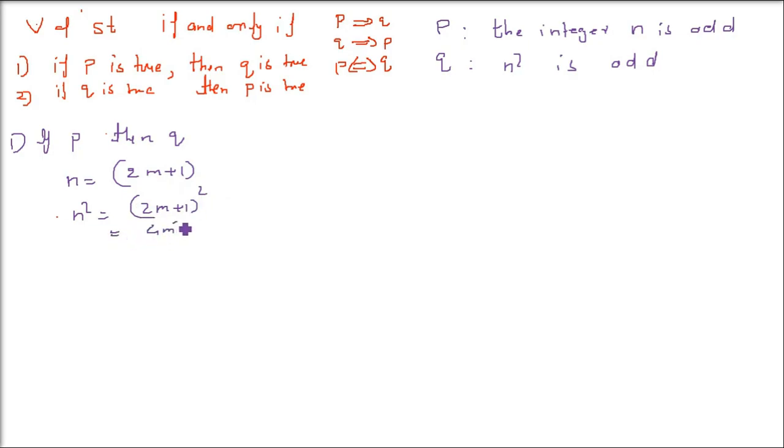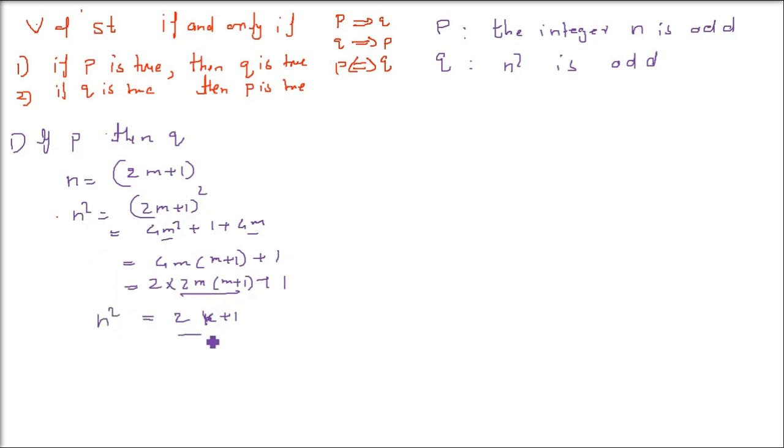A square plus b square plus 2ab: 4m square plus 1 plus 4m. Now you can take 4m common here, and inside it will be m plus 1. So you can write it as 2 into (2m(m plus 1)) plus 1. Take this as k, so 2k plus 1. So now this is again odd. If the integer n is odd, which we assumed, we found that n square is odd, that is, Q is also true. P is true, the integer n is odd; we found n square is also odd. That is, if P then Q. So the first thing is proved.